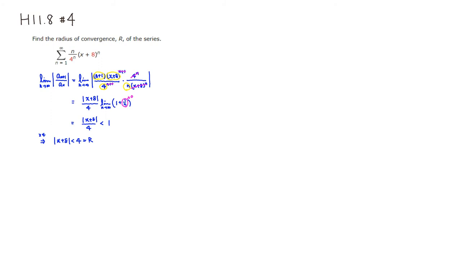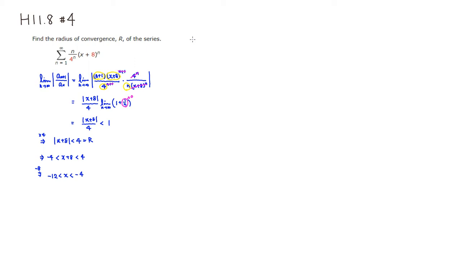Let's find the interval. First thing is I'm going to have to turn this into an interval format. To remove the absolute value, we can write it as x plus 8 is between negative 4 and 4. Then, to isolate x, I'm going to subtract 8 from all three parts. So negative 4 minus 8 is negative 12, and you have x by itself and a negative 4. Then we have to check endpoints.